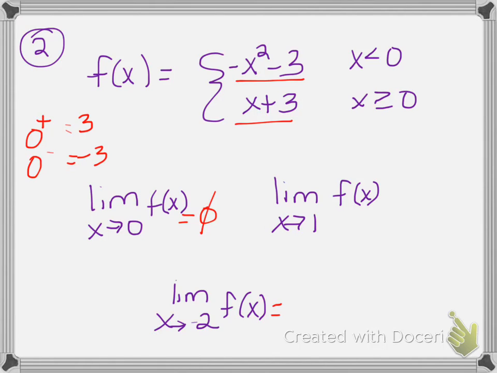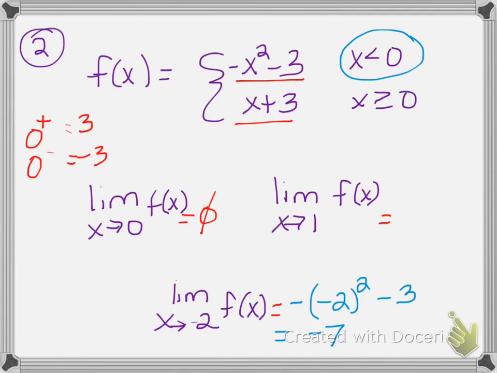Now if they ask me something like these two about x approaching 1 and x approaching negative 2, because this is true for all x less than 0, and that's a parabola, well at negative 2, it's just whatever the y value is at negative 2. Since negative 2 is less than 0, I just plug it in there. I would have negative 2 squared minus 3. Negative 2 squared is 4, put the negative on it, subtract 3, so that would be negative 7.